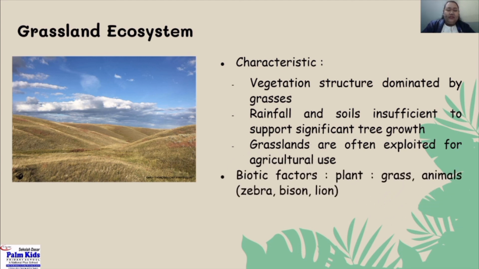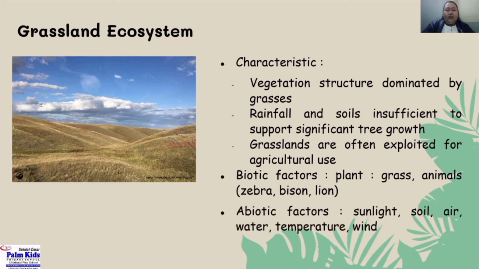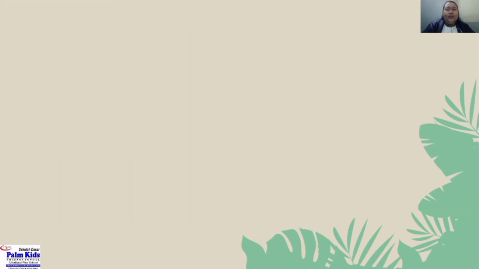Biotic factors like plants are grass and animals are like zebra, bison, lion, and others. For abiotic factors, there are sunlight, soil, air, water, stone, temperature, and wind.